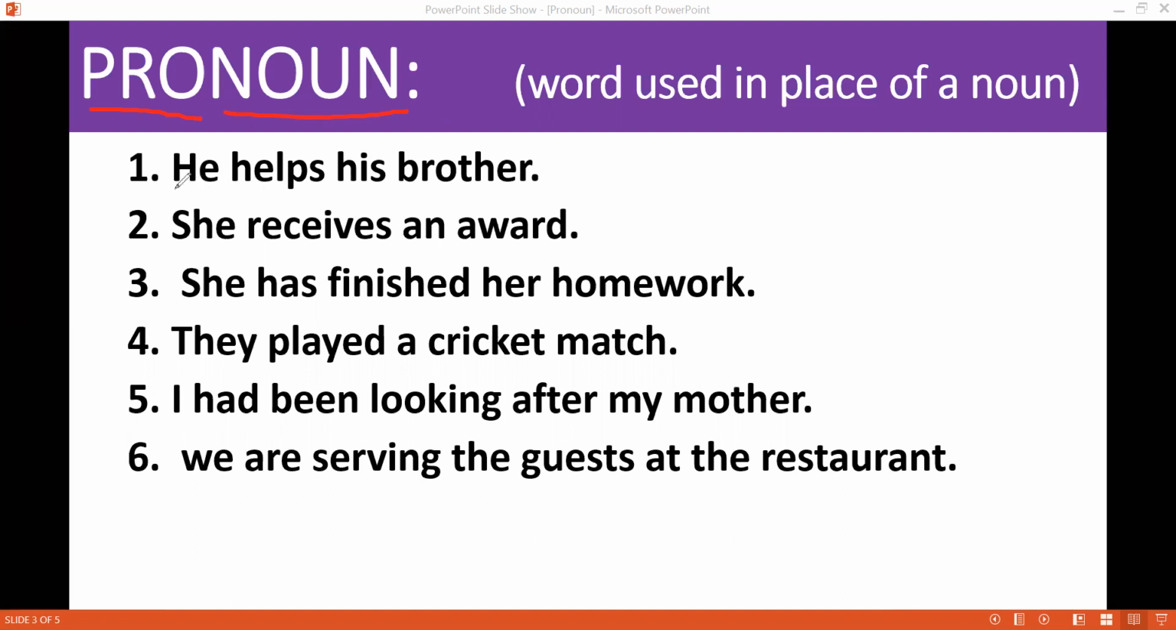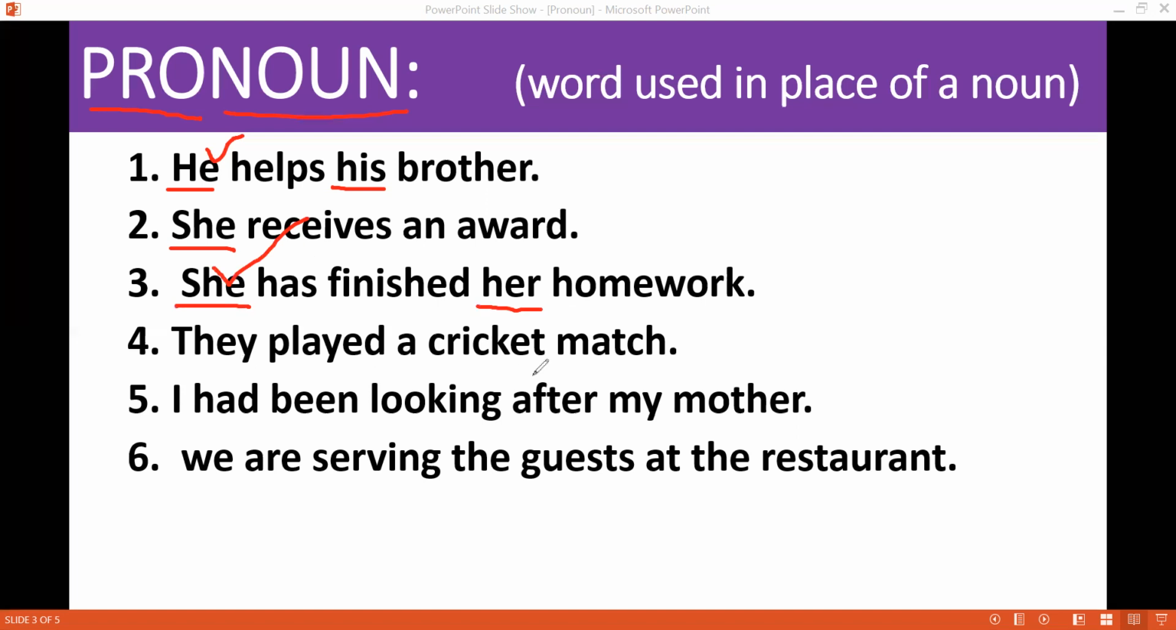He helps his brother. Now, he and his are pronouns. He has been used here in place of some name. She receives an award. She here is a pronoun and it has been used in place of some name like Angela, like Aisha, like Anna, or any name you may say. He receives an award. She now again has been used here, and this her, both of these are pronouns, and this she has been used in place of some noun.